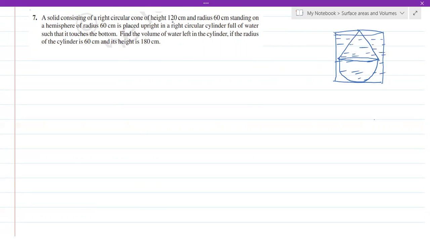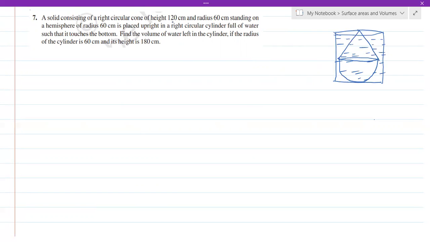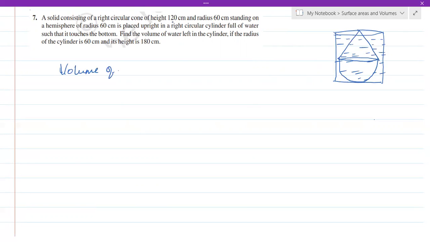So whatever is the volume of water that is flown out, that will be equal to the volume of solid, isn't it? So very clearly, volume of water flown out, please remember this. The amount of water that is flown out will be equal to the amount of thing that has come in, isn't it? So here the amount of thing that has come in is equal to the volume of solid. Now the question is, we have to find the volume of the remaining water.